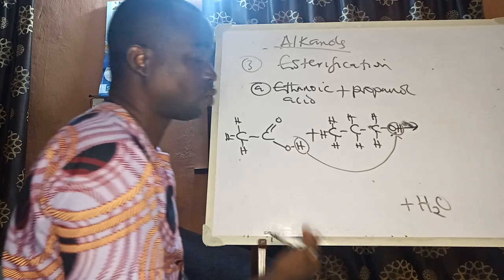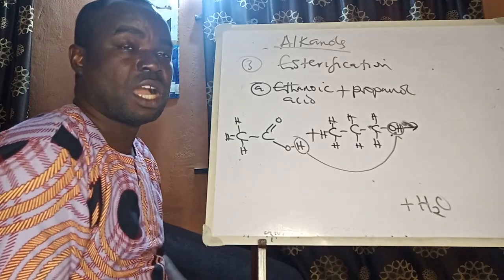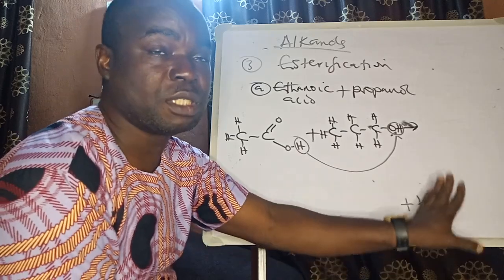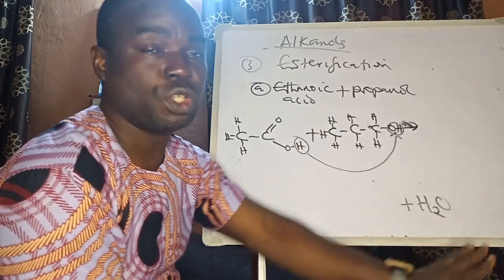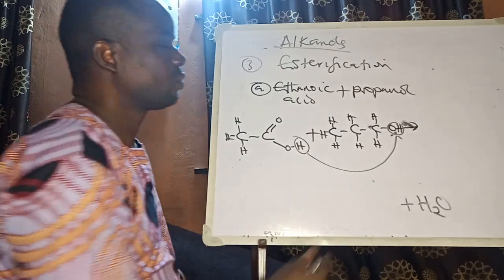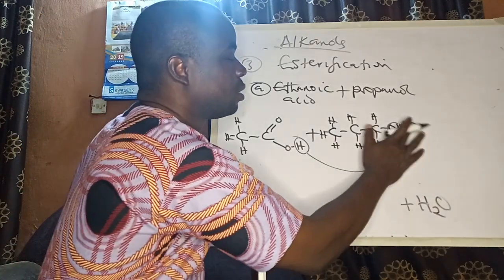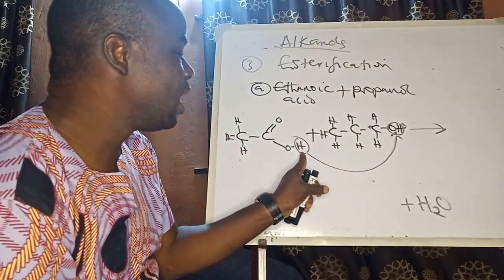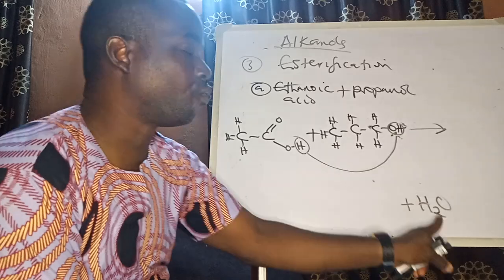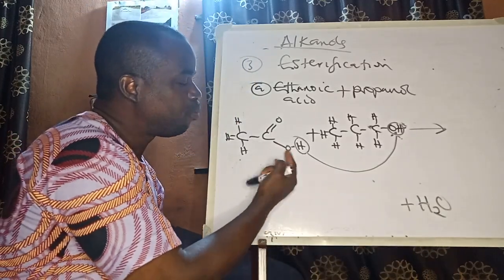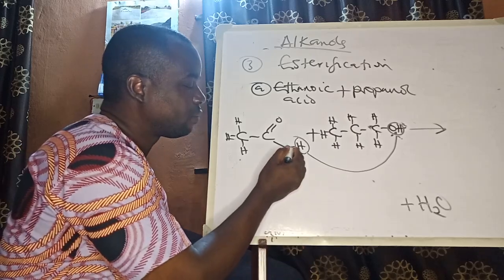Because I don't have enough space here, let me write the product here. I know you'll be wondering why I gave this space here. Water always comes last anytime it is formed in a chemical equation. Are you with me? Now, watch what happens. Now H is gone together with OH to form what? Water. Are we good?